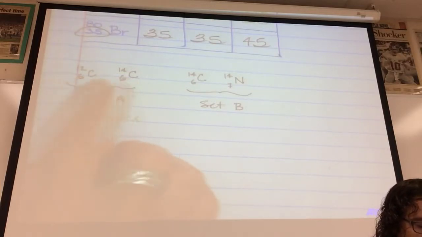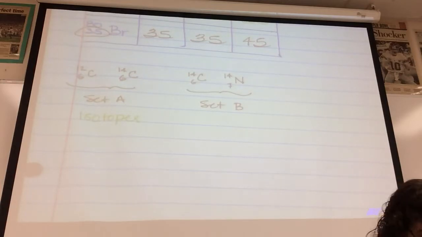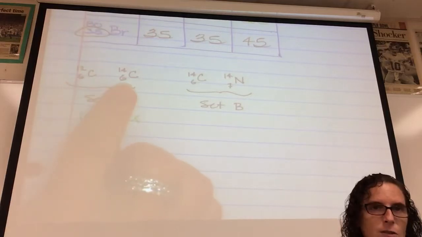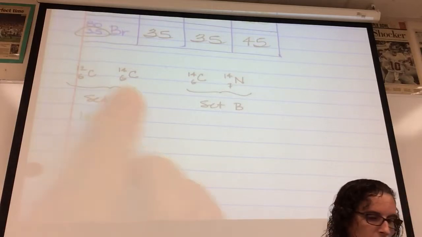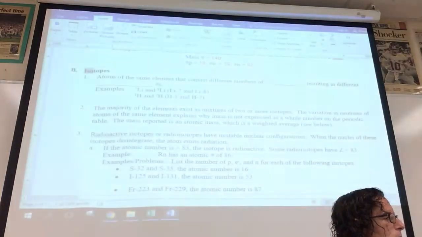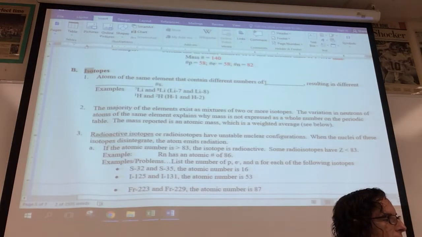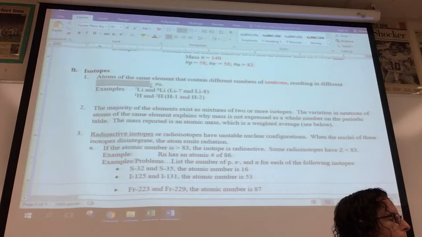What differs, well, let me rephrase. Why would the mass number be different here? What subatomic particle differs for an isotope? Neutrons is correct. This one has 6 and this one has how many? 8 is correct. So what differs there is the neutrons. So in your notes it says atoms of the same element that contain different numbers of neutrons. Watch the spelling of neutrons, resulting in different mass numbers.